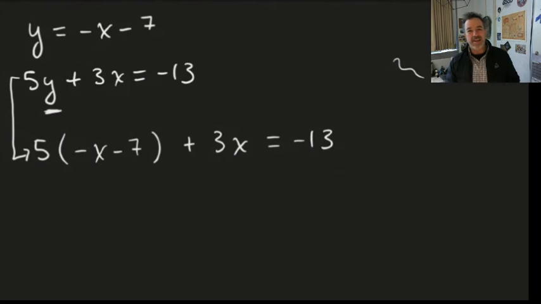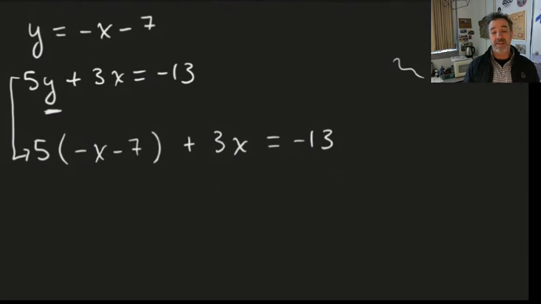So this is a big idea. The top equation told me y is negative x minus 7. The bottom equation said, hey, 5 times y plus 3x equals negative 13. They're equal to each other. So I've substituted out y with something that's equal to y. I've replaced it with something that's equivalent to it. Now I get this new equation.